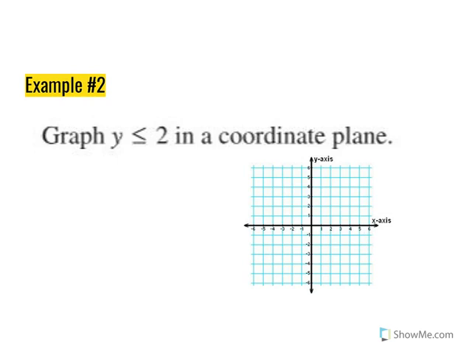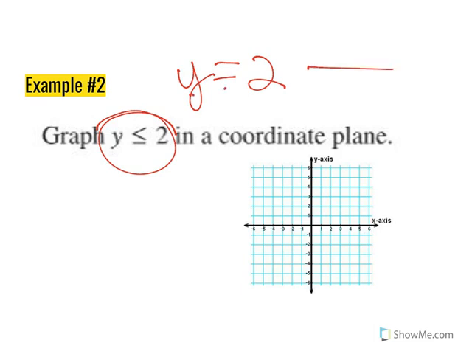So here's how all this works. First we need to graph this as if it said y equals 2. Okay, so think about that. If it's y equals a number, that means we're going to have a horizontal line, right? Horizontal line. So we're going to go to where y equals 2, put a point, and it's going to be a horizontal line.